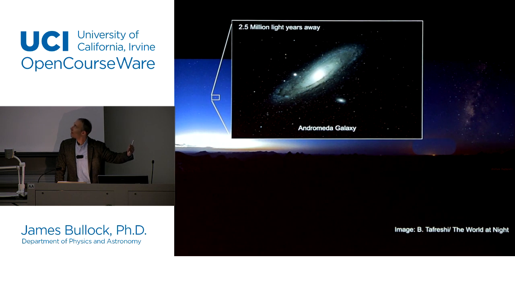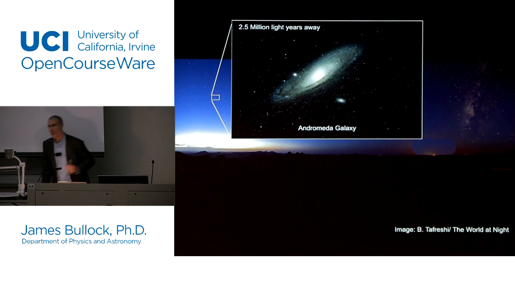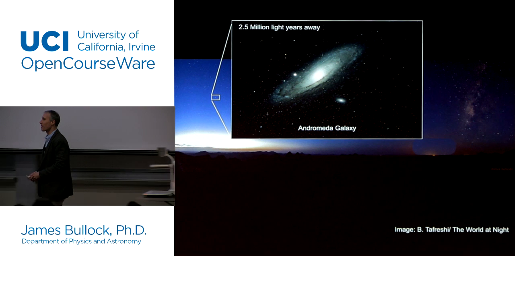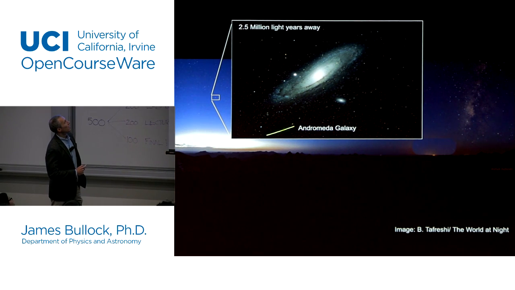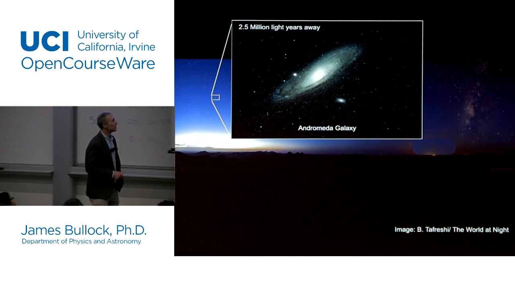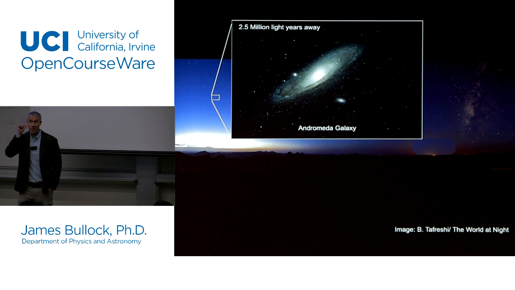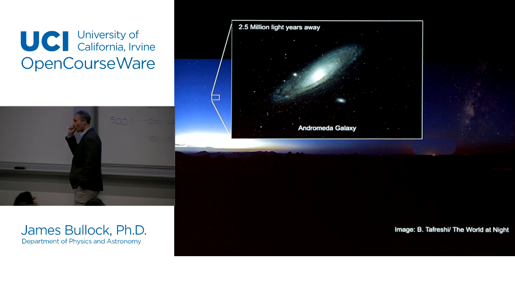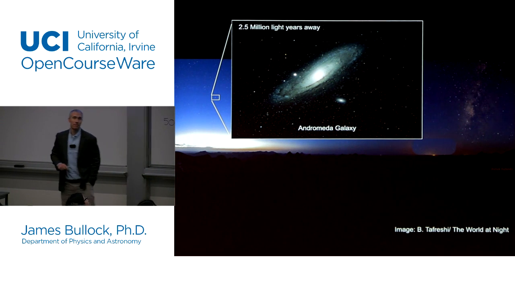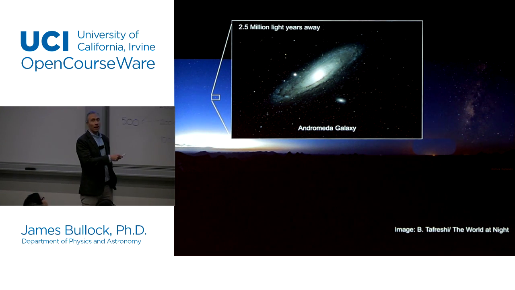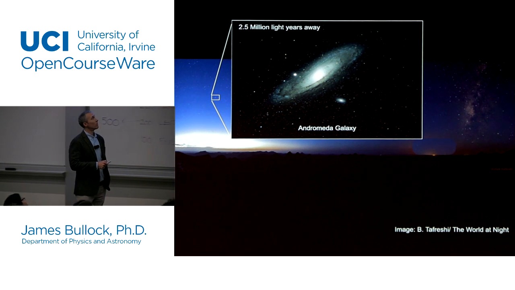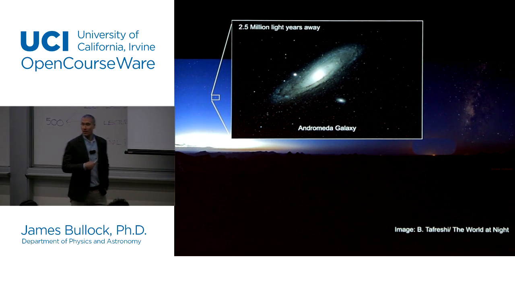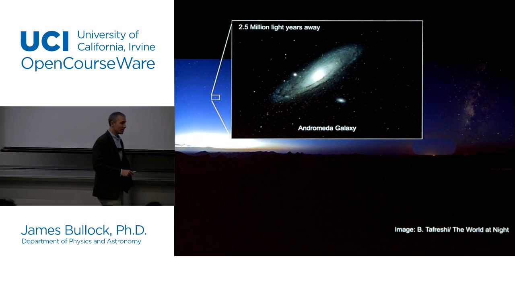That's so far away, it takes 2.5 million years for the light to get to us from Andromeda. And that's a real picture of it. This is the only galaxy that you can see by eye in the northern hemisphere. Everything else you see at night by eye is part of our galaxy, or at least not another galaxy.